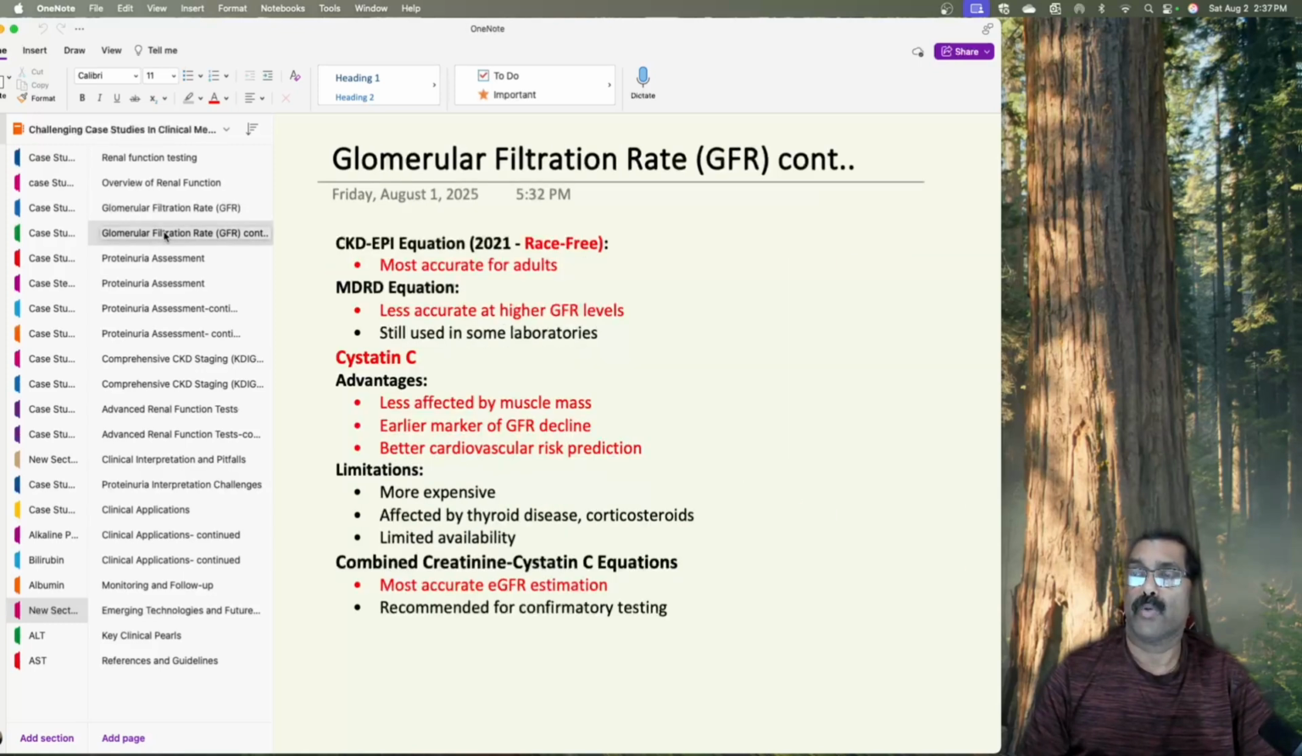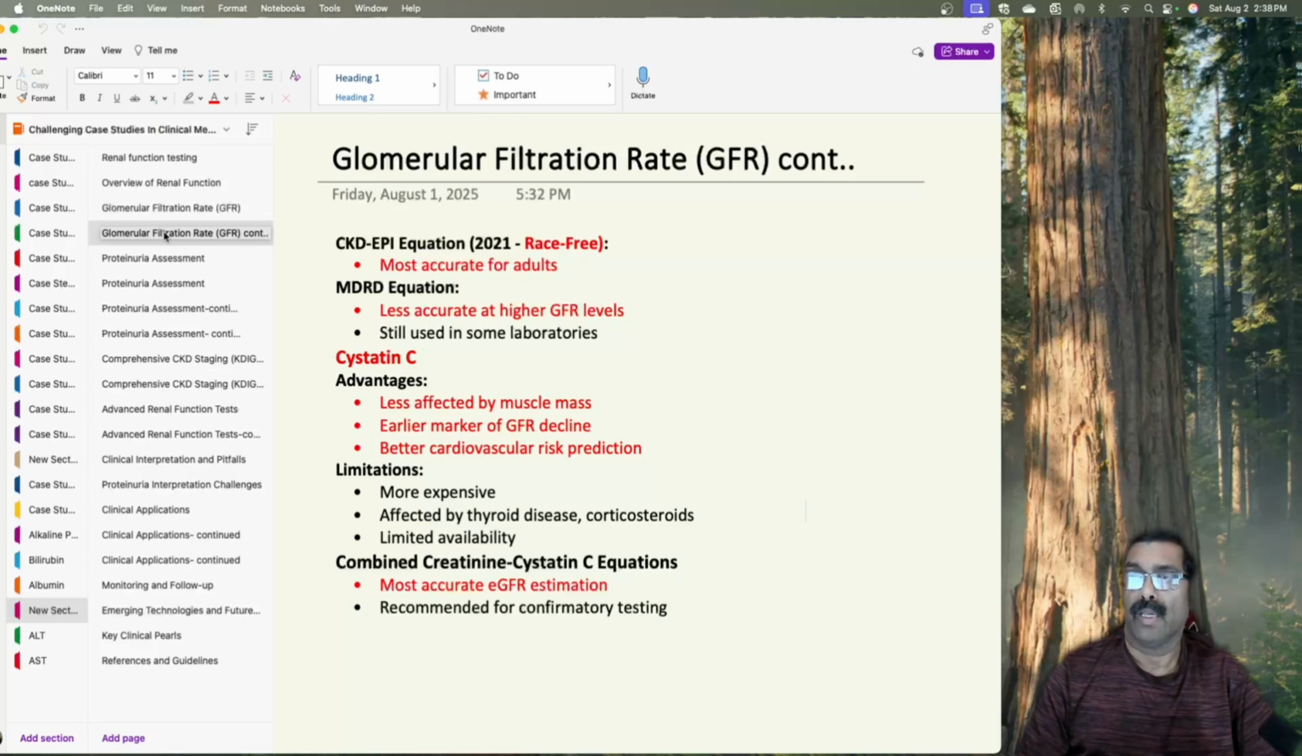CKD-EPI equation. Race independent. Most accurate for adults. Next is the MDRD equation. It is less accurate at higher GFR levels, still used in some laboratories.